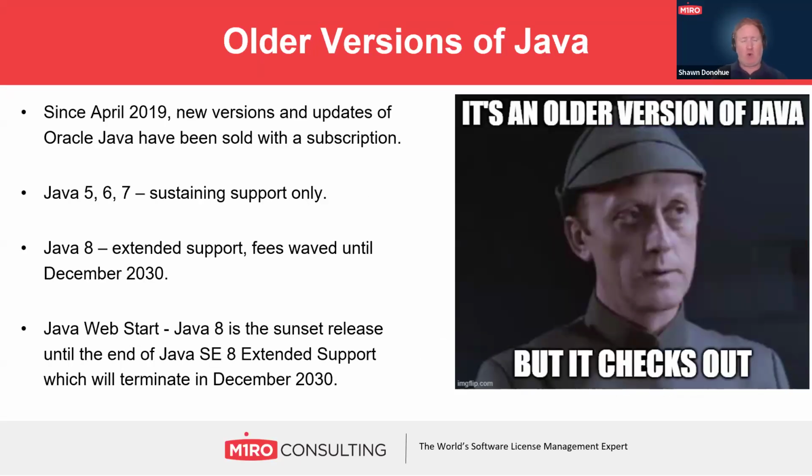So what happens if you have an old version of Java? Well, it's probably not very secure. Most of them are in sustaining support only. Essentially, the only Java versions we're going to talk about that fit into what I'm calling the old category are Java 5, 6, 7, and 8. Java 8 is the only one that we see often. They are not paid or free on their own. They're paid or free based on what level update you updated them to.